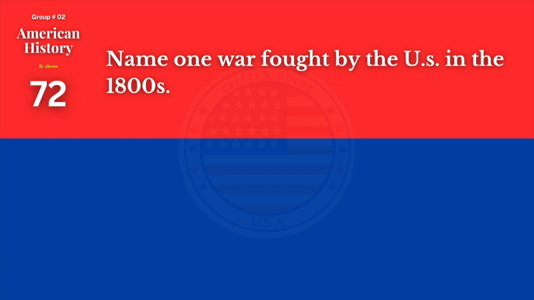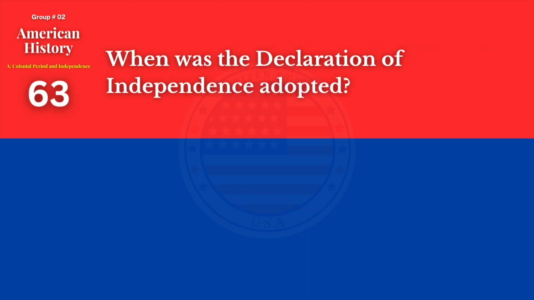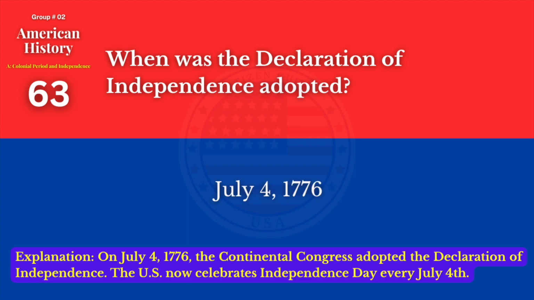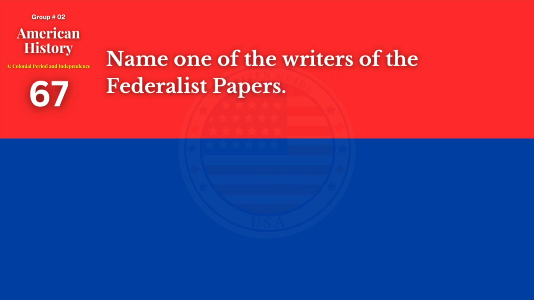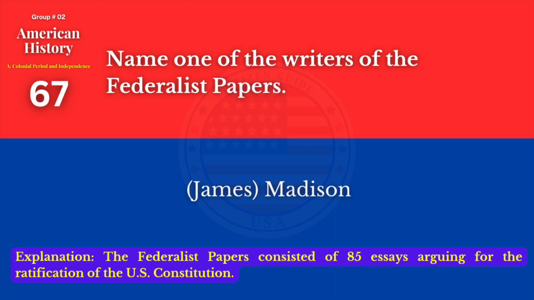Name 1 war fought by the U.S. in the 1800s. Civil War. When was the Declaration of Independence adopted? July 4, 1776. Name 1 of the writers of the Federalist Papers. James Madison.